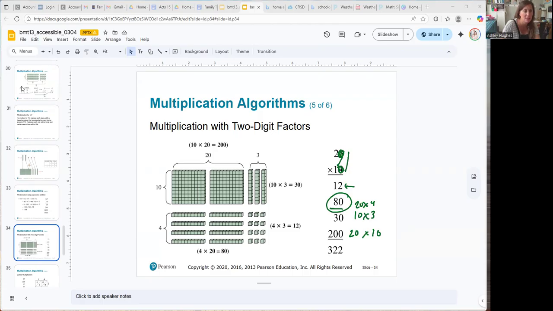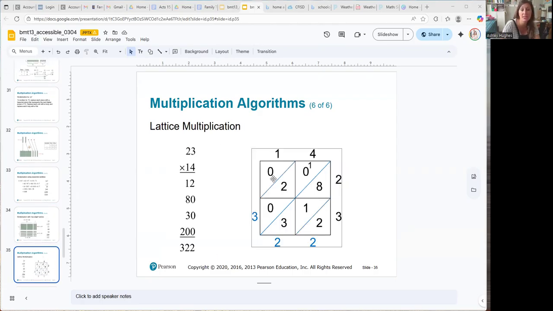This is another way of doing it. We showed this with addition model 2. So if I have 23 and 14 and I multiply, I don't really ever see this used, but this is another way of thinking about it. 4 times 2 is 8. 2 times 1 is 2. 3 times 4 is 12. 3 times 1 is 3.